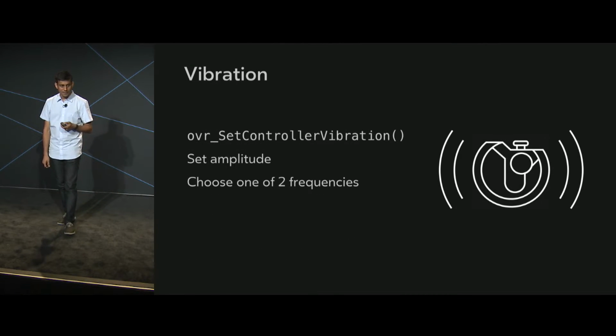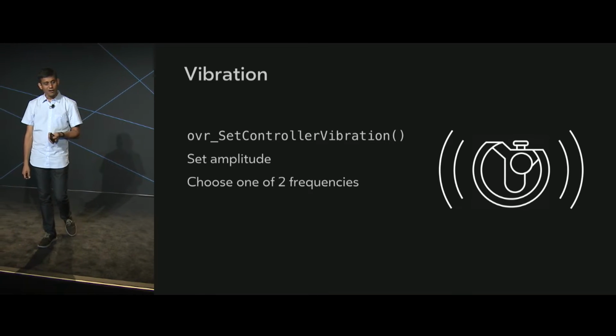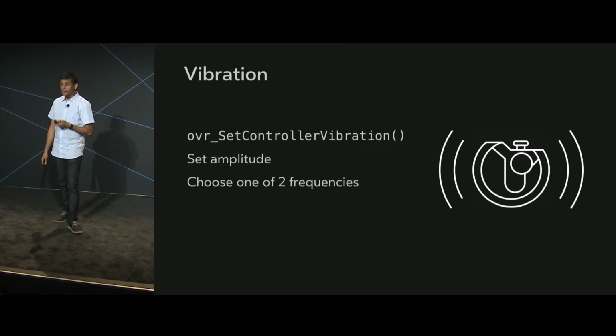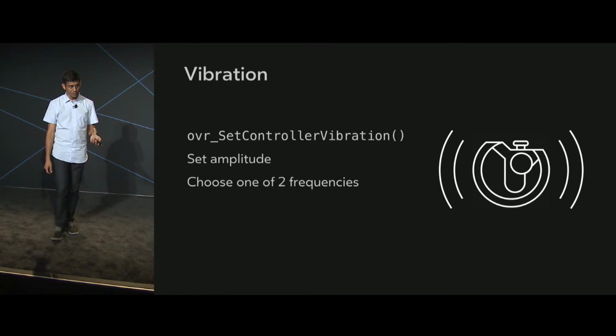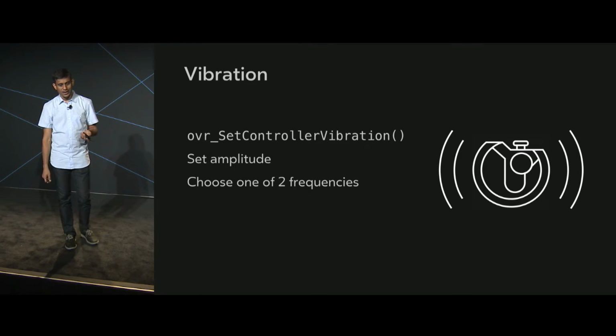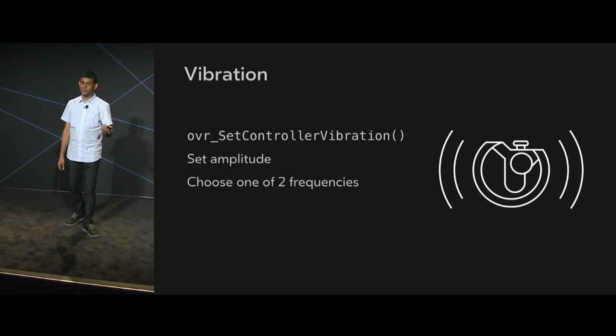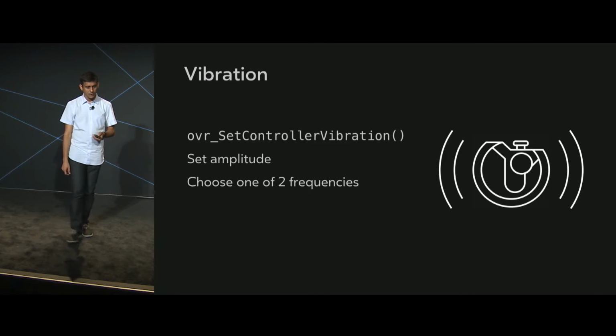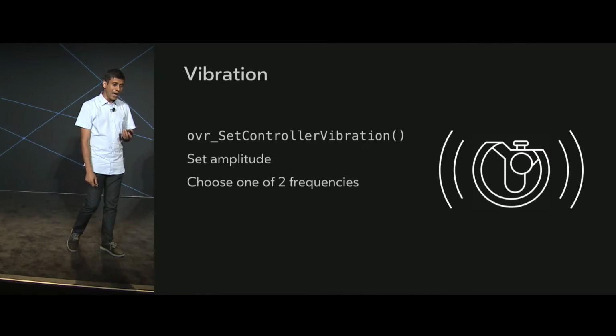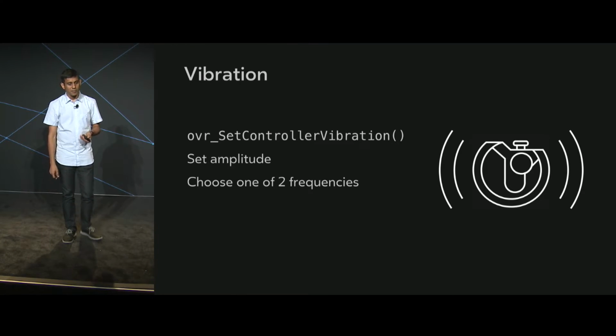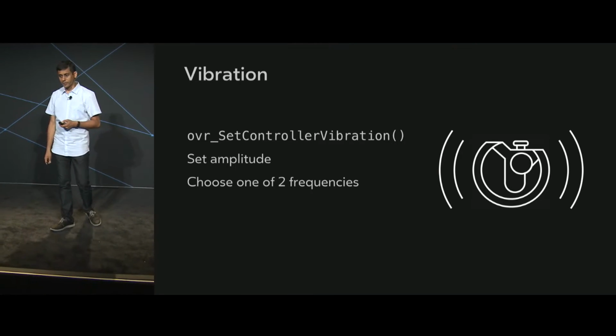And finally, we have an API to set the vibration of the controller. You can set the amplitude, and setting that to 0 turns off vibration. And right now we have a couple of frequencies that you can set to vibrate at. This is an area that we're looking to add more functionality to moving forward, but it's a basic start of what we support today.